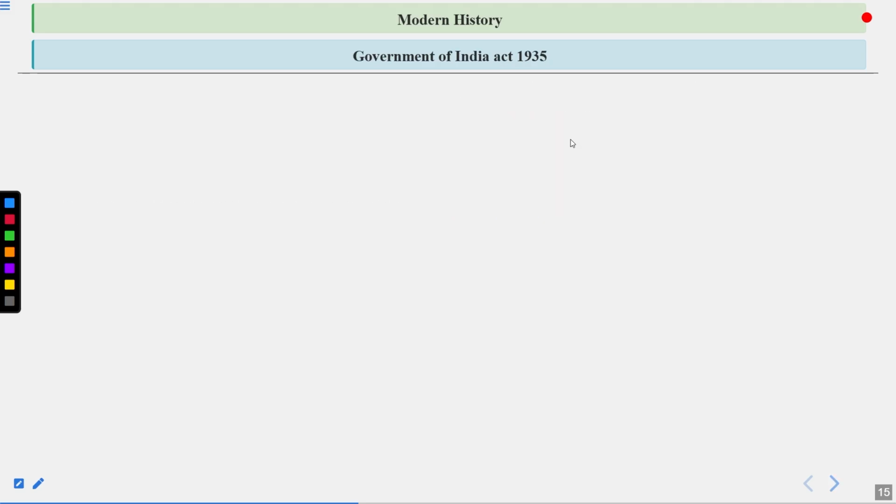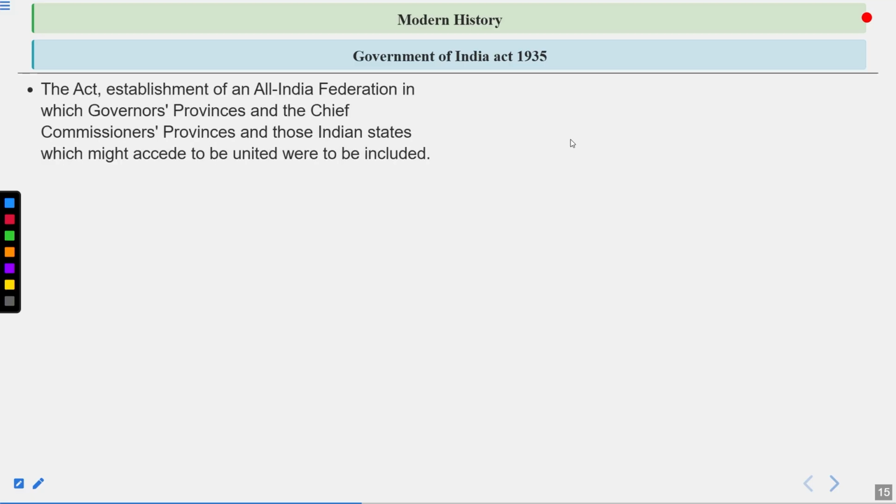Now the next act that came was the Government of India Act 1935. The act provided for the establishment of an all India federation in which governors' provinces and chief commissioners' provinces and those Indian states which might accede to be united were to be included. So first of all, the thing to remember is that the Government of India Act 1935 came on the recommendation of the Simon Commission. And the establishment of an all India federation, in which governors' provinces, chief commissioners' provinces and those Indian states which might accede to be united were to be included, is the first point that was added.